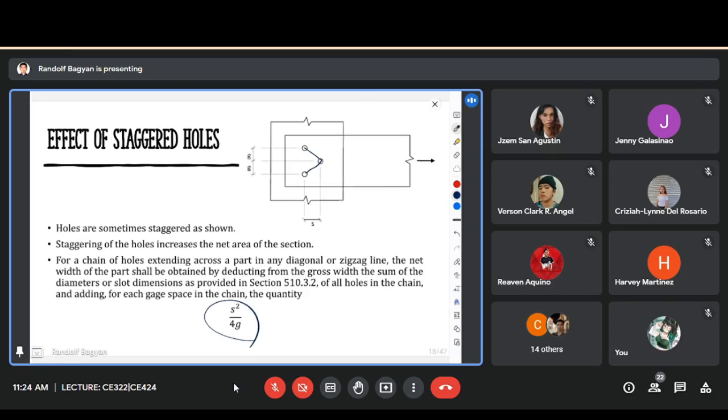inch. Okay, CR break muna tayo. 2 minutes, 11:24, 26. Naiihi ako.